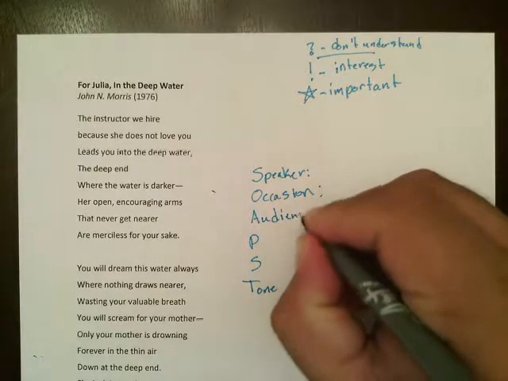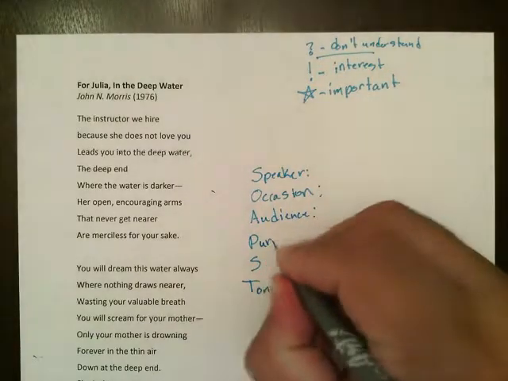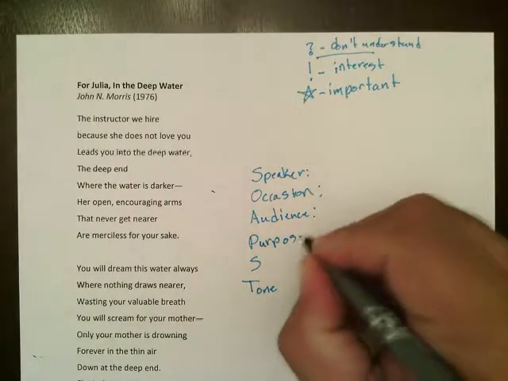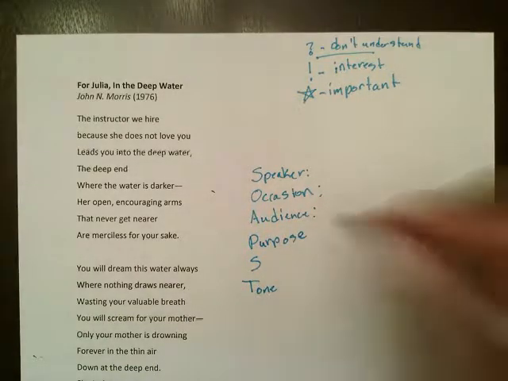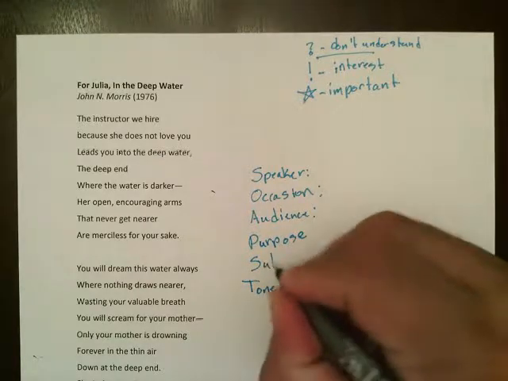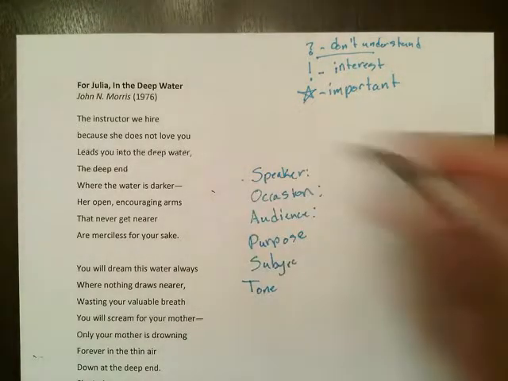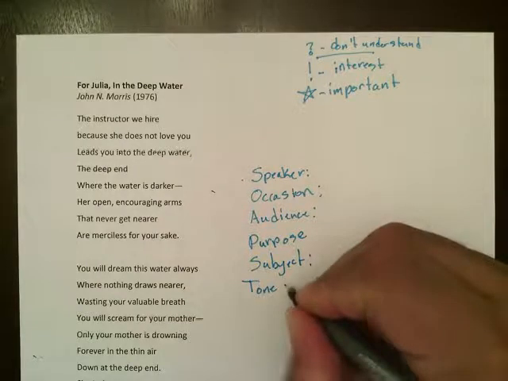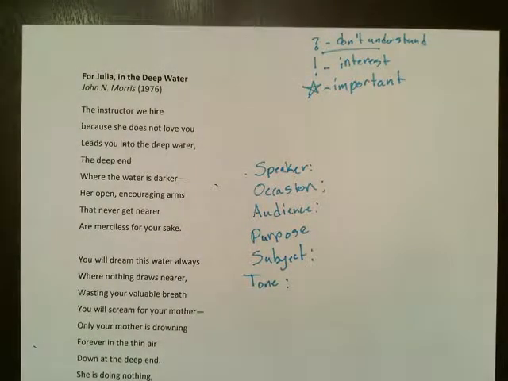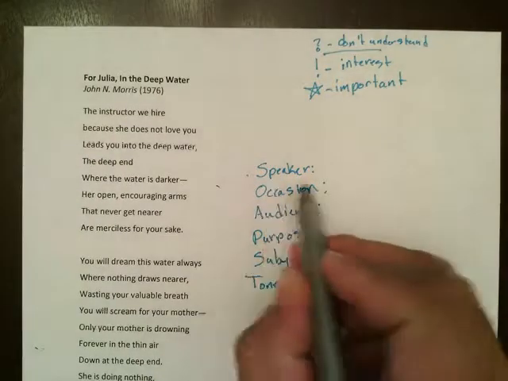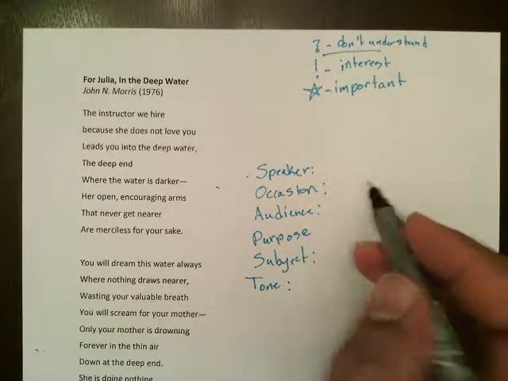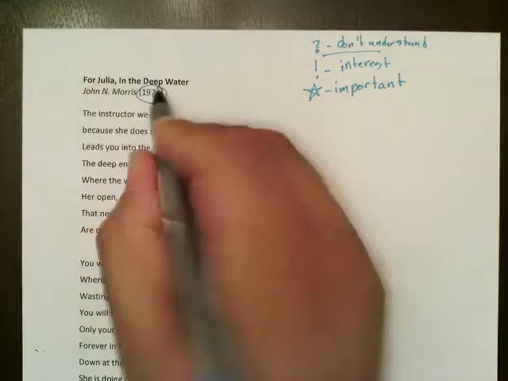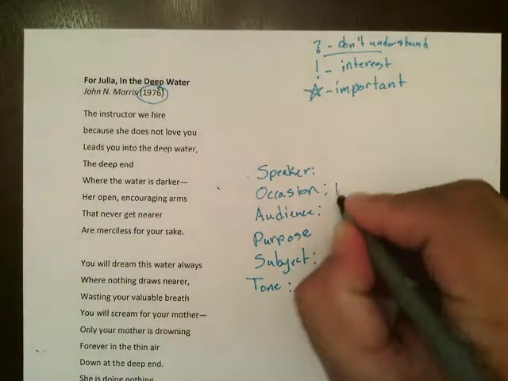Audience, purpose, subject. Oh, so we have speaker, occasion, audience, purpose, subject. I tend to get these reversed. It doesn't matter what order you put them in. And then tone. Okay, so you have those there. And as I go through and struggle through these, what is the occasion, what's going on, possibly when was this written as well. So right here, our title kind of gives this to us, 1976.